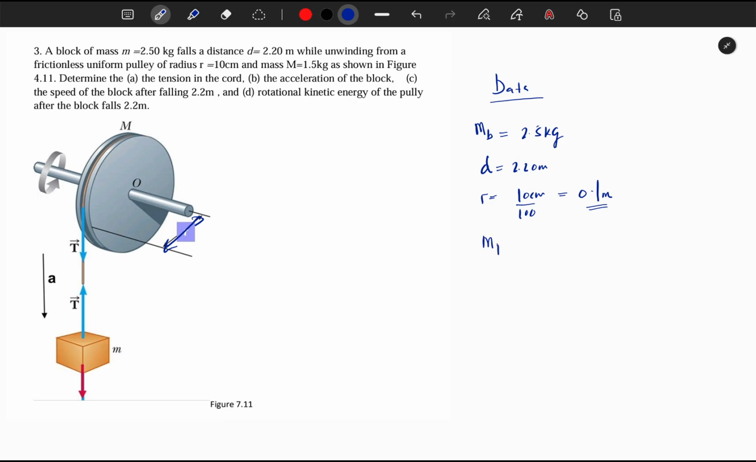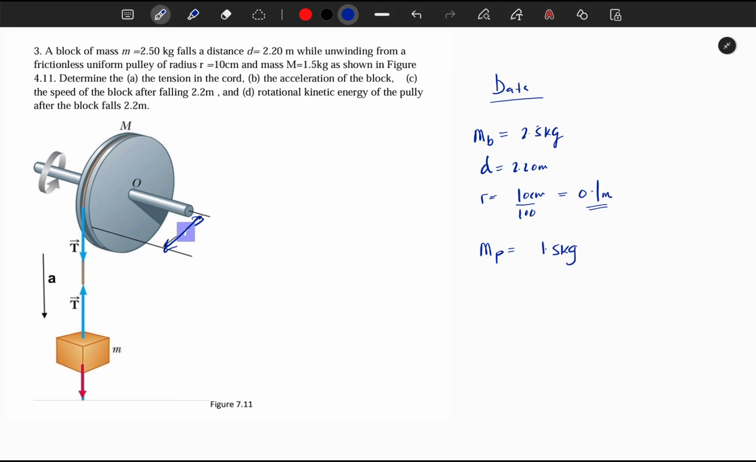We have the mass of the pulley, so let's call it MP. In fact, small letter m is for the mass of the block, then capital letter M is the mass of the pulley. So just to make the question easier, let's say MB for the block and MP for the pulley. So it is 1.5 kg. I hope we're moving together.